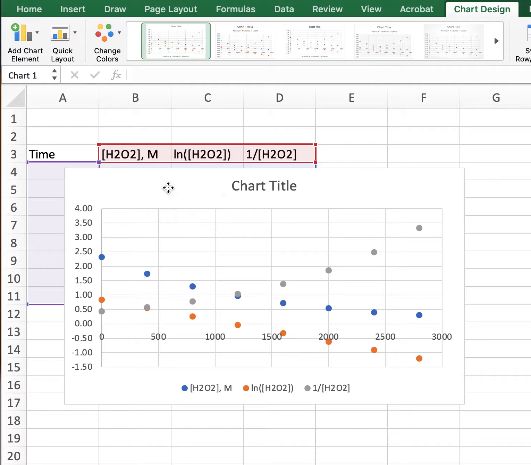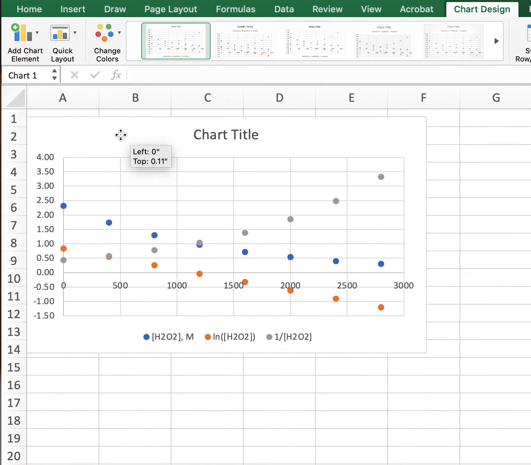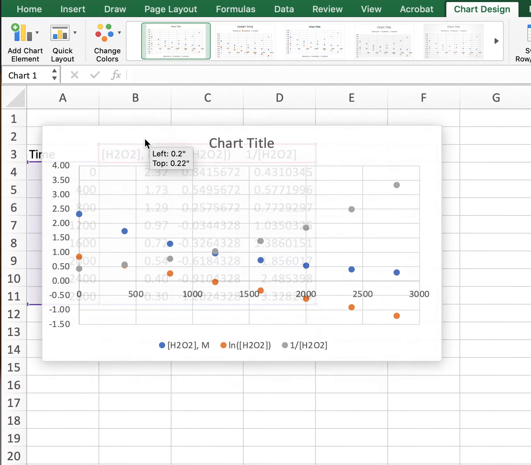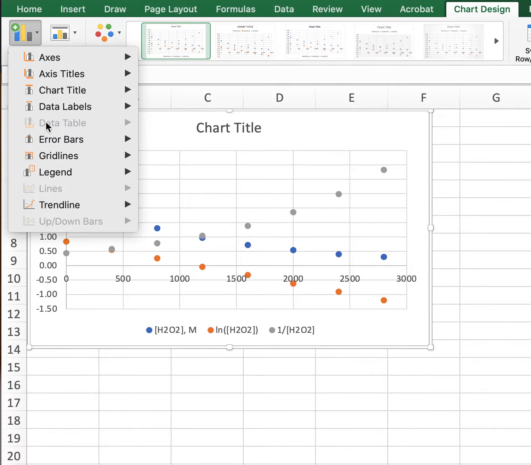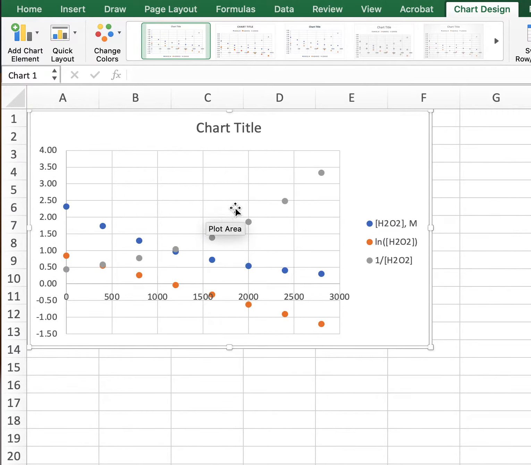And it might be nice to put our legend on here. Actually, let's make the chart as big as possible first. Oh, no, we don't. Yeah, we do. We do need the legend. So legend, and then how about right? There we go. So we can see we have our concentration, natural logarithm, and 1 over for the different colors. And you can make them separate plots, or we can try and do it all on the same plot.